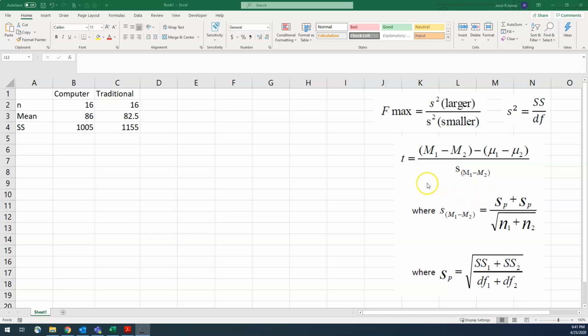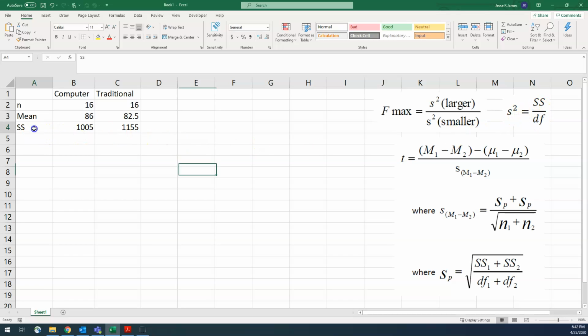So the first step is you have to compute your F max, which of course is the variance of the larger divided by the variance of the smaller. And we don't know which is the larger or the smaller until after we've computed the variance. So we need to do that first and then just put whichever one's larger on top and whichever one's smaller on the bottom. So the variance is computed as the sum of squares over the degrees of freedom.